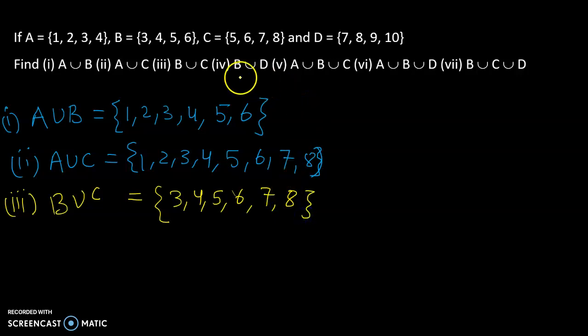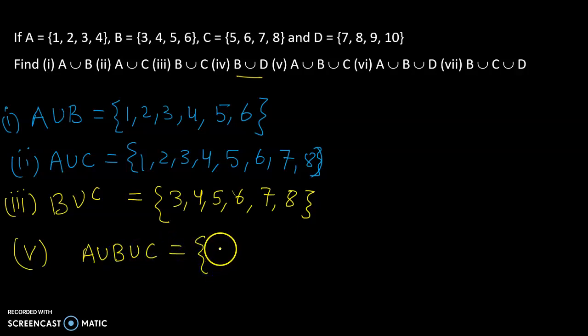So that's how you can do the fourth, and by yourself I'll do the fifth one, which says A union B union C. So I'll simply go with the same principle. First I'll write A, which is 1, 2, 3, 4. Then I'll see B, 3 and 4 are already covered. The left elements are 5 and 6. Then I'll see C, 5 and 6 are already covered. The left out elements are 7 and 8.